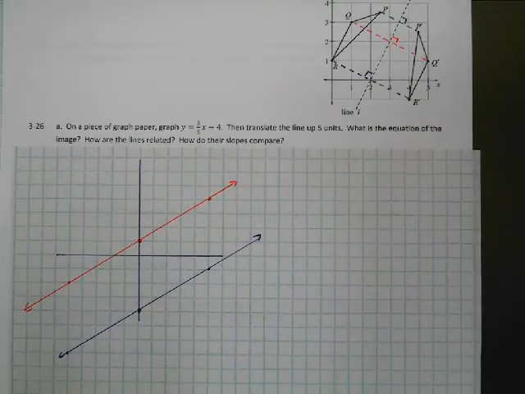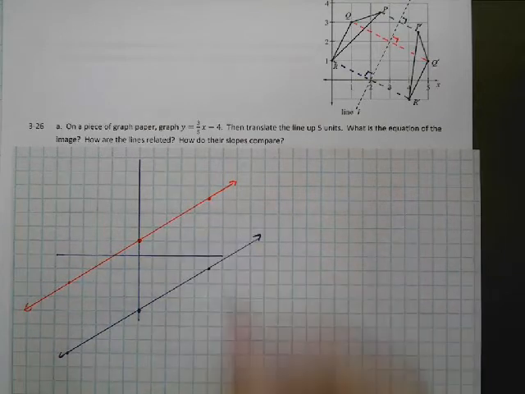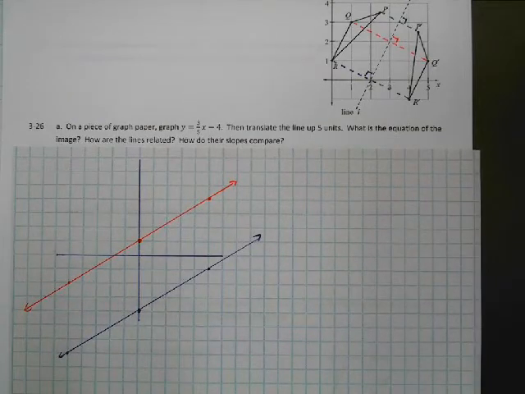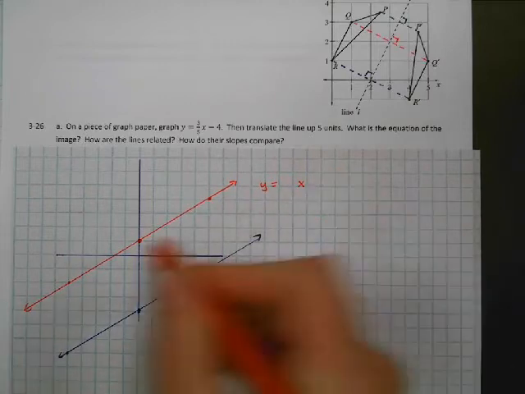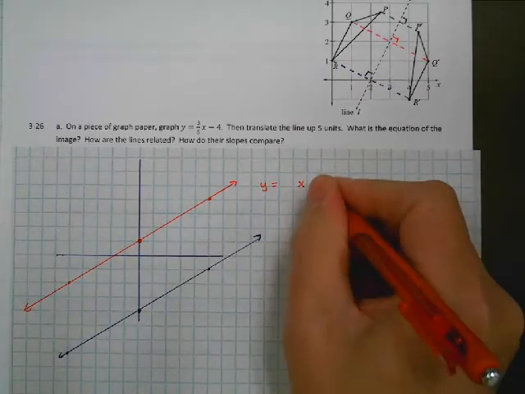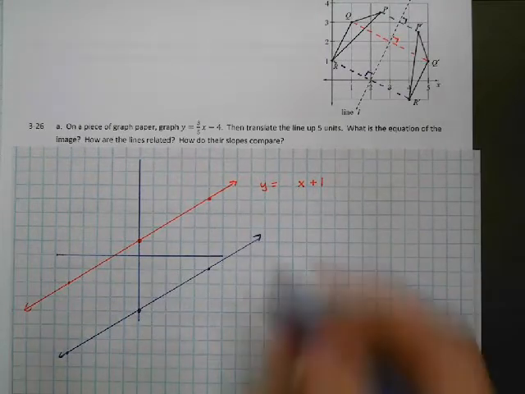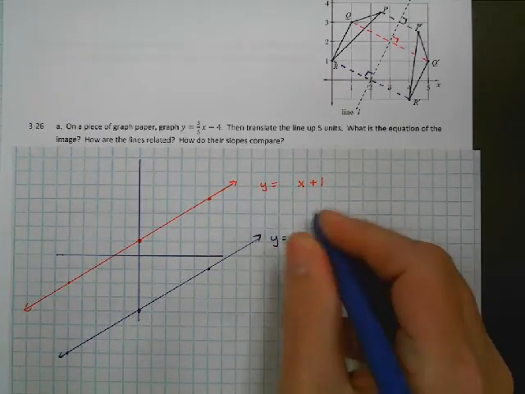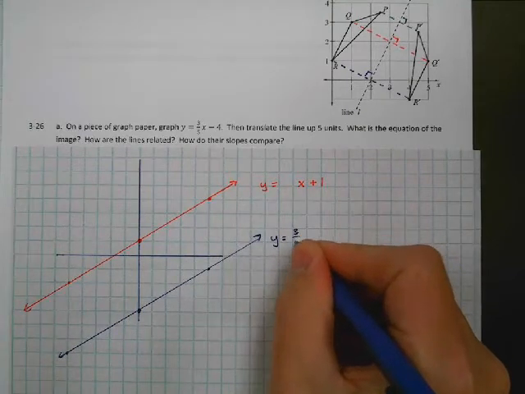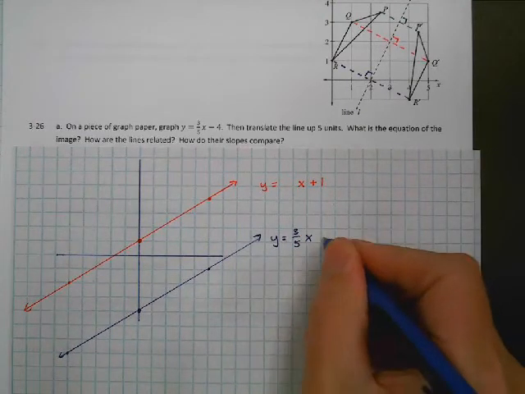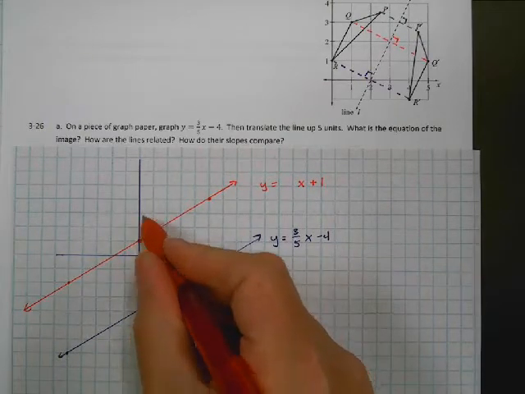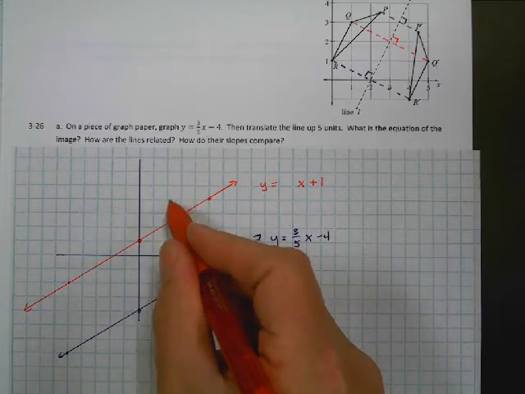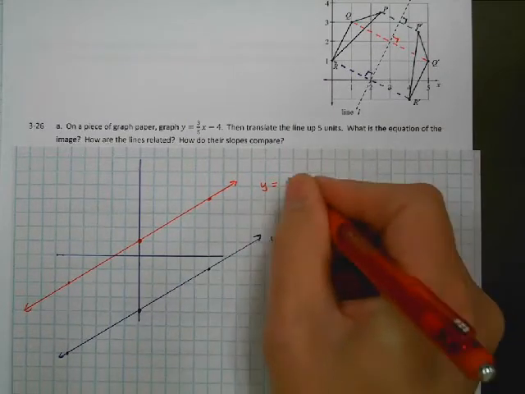All right, what's the equation of the image? So this was my pre-image, and then in red is my image. Well, we've got the y-intercept. So I know this is going to be y equals something x, and then the y-intercept is 1, so plus 1. Now remember, the other one was y equals 3/5 x minus 4. So let's look for the slope now. The change in y is 1, 2, 3, and then change in x is 1, 2, 3, 4, 5. So we get 3/5.